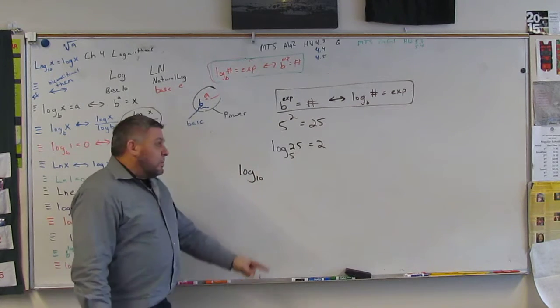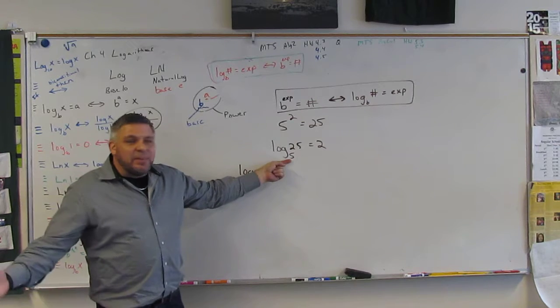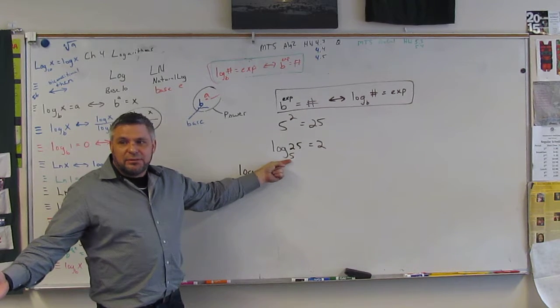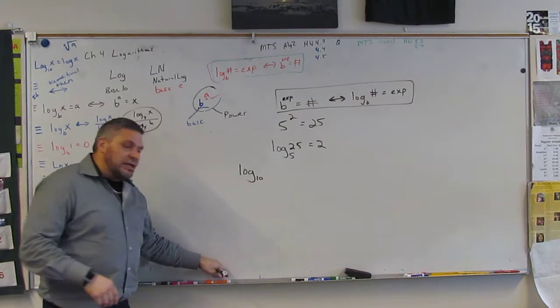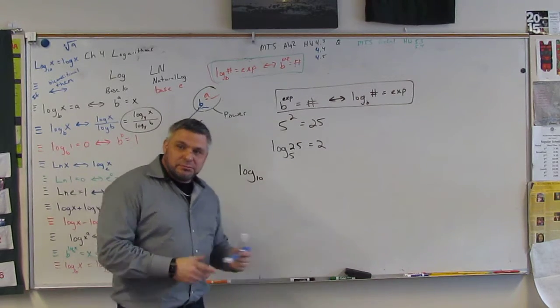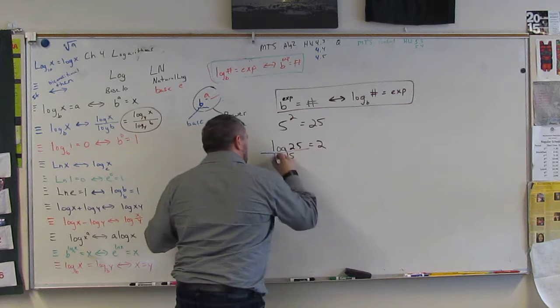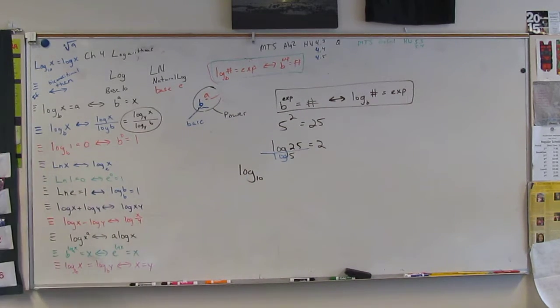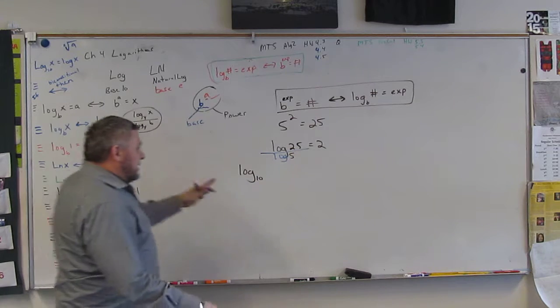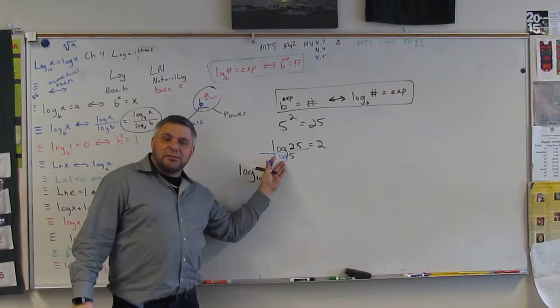Okay? But that says base 5. How am I supposed to put that in my calculator? So we have a rule. And I call it the underline rule. Okay? It's that simple. I underline it and I put my log.